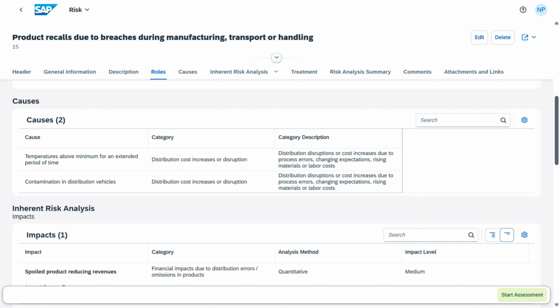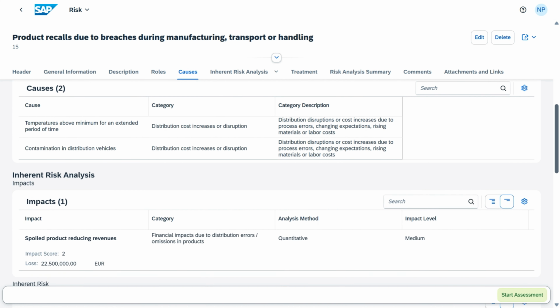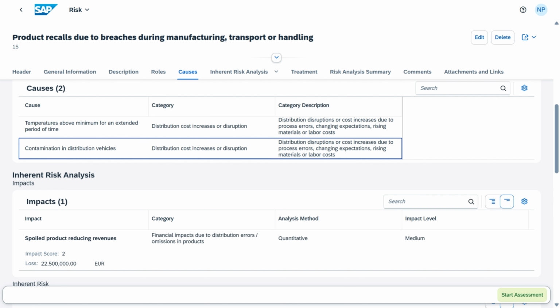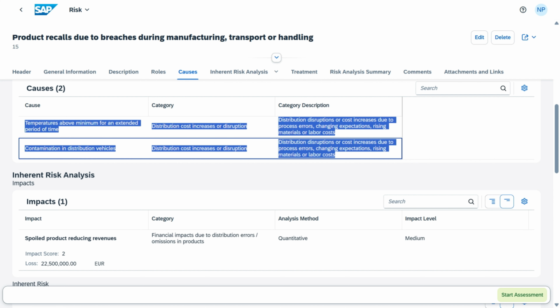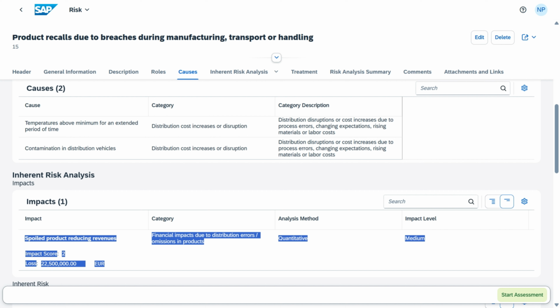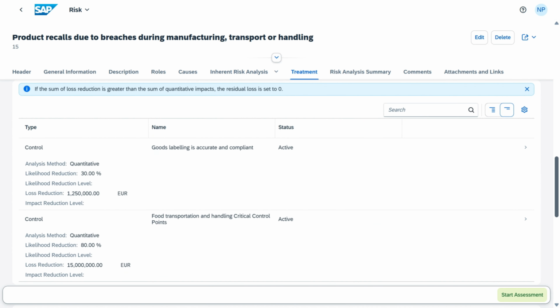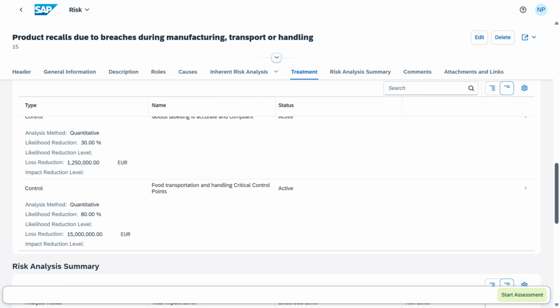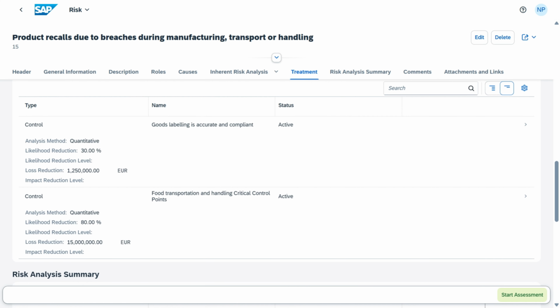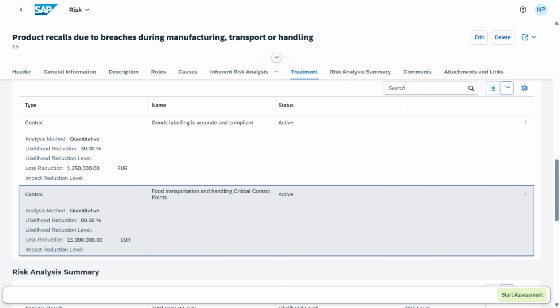This organization has identified two causes that could lead to the risk to become an event: poor temperature management and cleanliness in distribution vehicles. The uncontrolled loss is estimated at 22.5 million. Two controls have been selected from the RAM library to mitigate this risk. The first is not so effective in mitigating this particular risk, but the second, implementing critical control points, is. It reduces the risk likelihood by 80% and the loss by an estimated 15 million. Let's investigate this control.